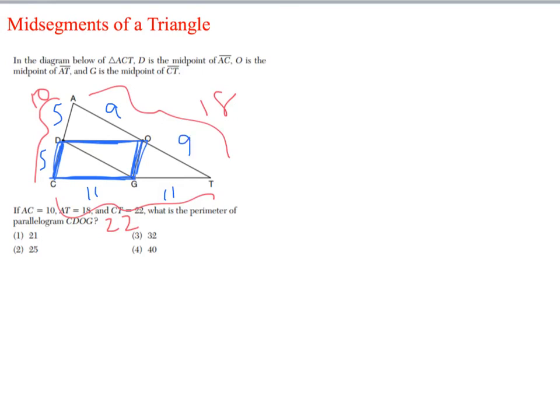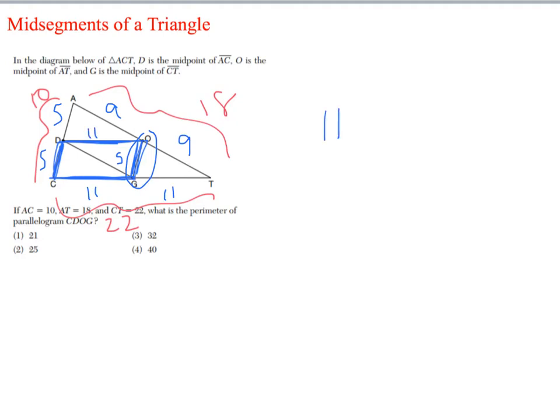We want the perimeter of parallelogram CDOG. Well, we have 2 of the sides, 5 and 11. The other 2, if you look at GO, it's across from AC, which is 10, so it's half of it, which is 5. The same rule is going to apply for DO, so that's 11.